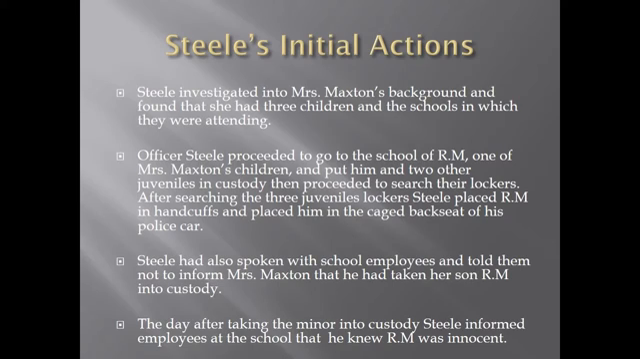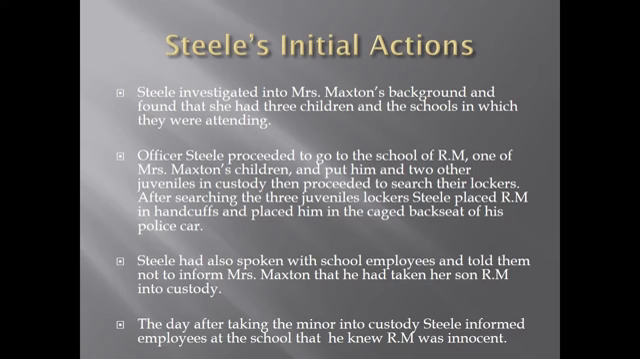Steele's initial actions. Steele investigated into Mrs. Maxton's background and found that she had 3 children in the schools in which they were attending. Officer Steele proceeded to go to the school of R.M., one of Mrs. Maxton's children, and put him and 2 other juveniles in custody, then proceeded to search their lockers. After searching the 3 juveniles' lockers, Steele placed R.M. in handcuffs and put him in the caged back seat of his police car. Steele had also spoken with school employees and told them not to inform Mrs. Maxton that he had taken her son R.M.